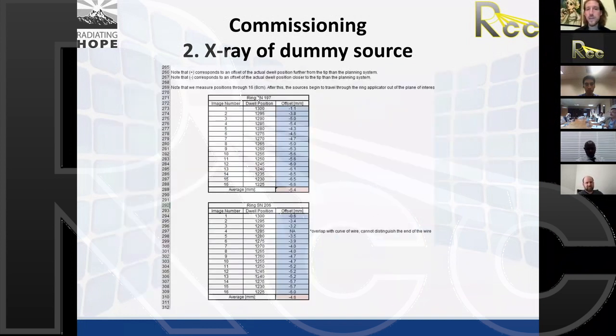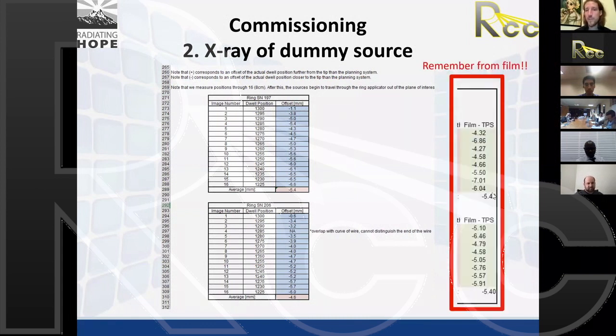Okay, so here's another table in that same Excel sheet. So the first table explained using angular measurements. This table explains using just measurements to solid applicator models. So here's another table that we can fill out. This is what I've done here. And if you remember from our TPS, I got for this applicator minus 5.4 twice.